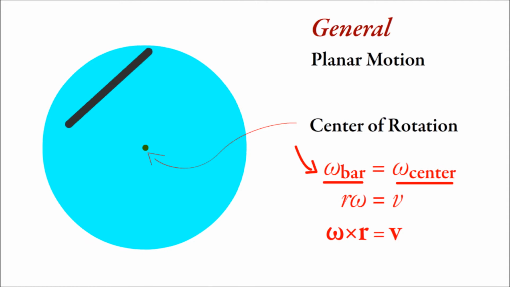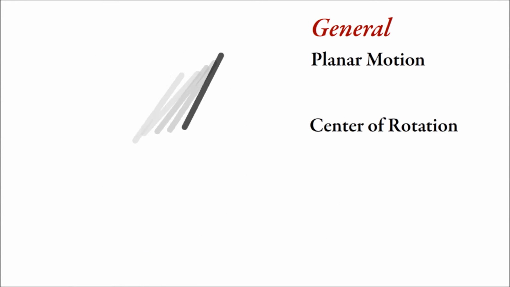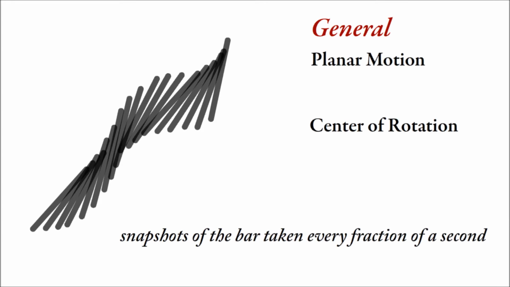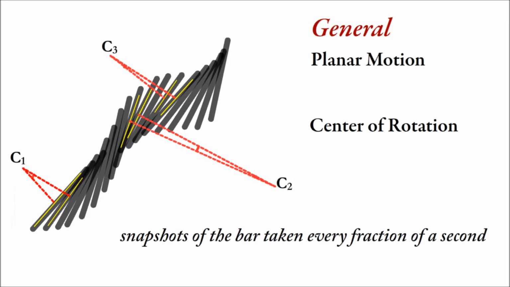The bar's angular velocity is the same as the angular velocity about the center. However, in general, most examples of planar motion are not rotations around a center. Take the weird motion of this bar. However, for any small change in time, we can approximate its motion as a rotation around a point. By that logic, any planar motion at an instant in time is a rotation about an instantaneous center of rotation, like C1, C2, or C3.